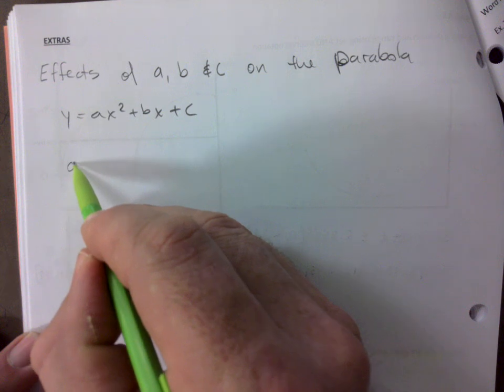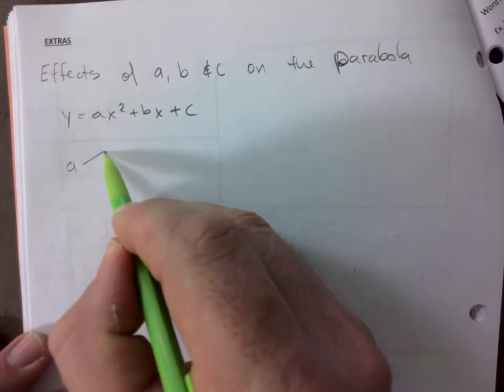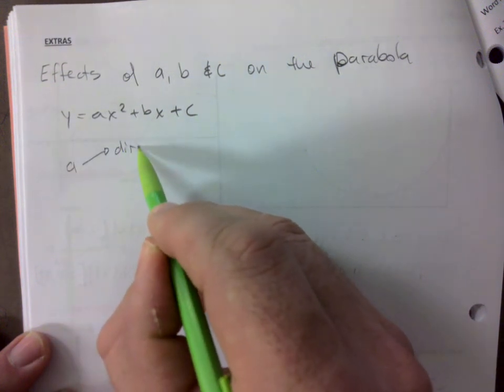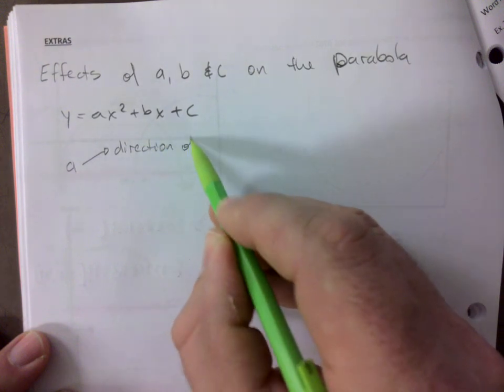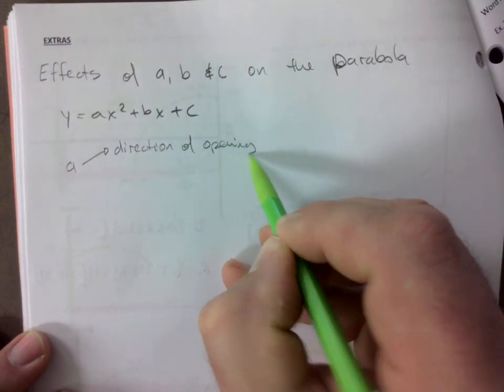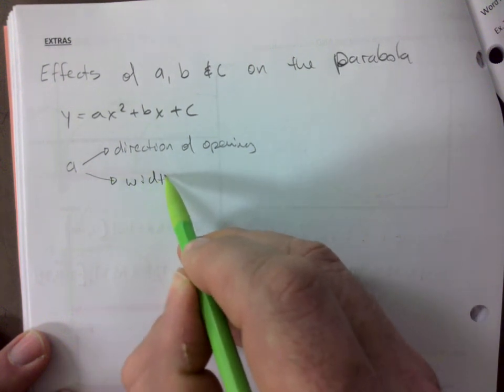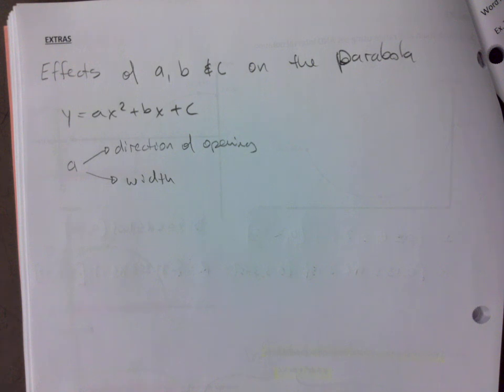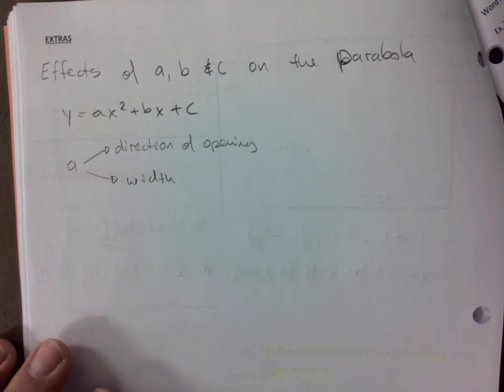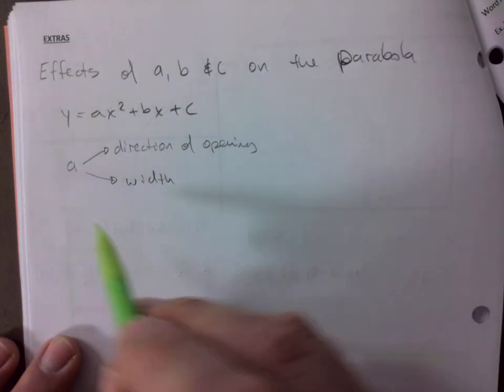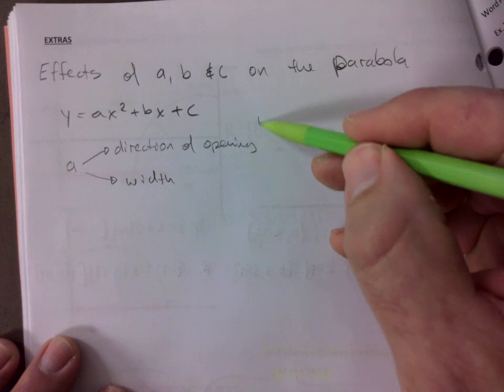What does A tell us? It gives us, right, direction of opening. And width. How do we know which way it's opening? Whether it's positive or negative, right? Width, is it less than 1 or between 0 and 1? Is it bigger than 1? That's narrow, okay? But, so that's A. Okay, I'm going to do B right next to it.